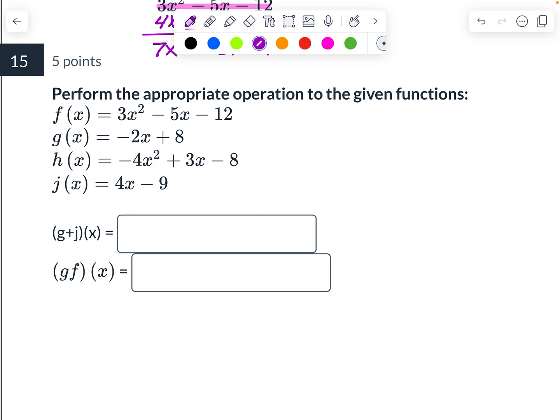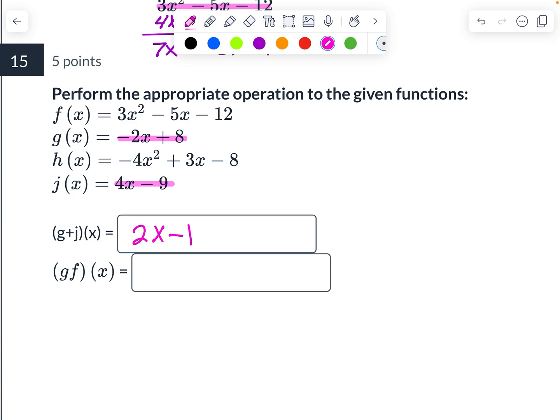G plus J. So right here is G, and right here is J. We add those together. Negative 2x and 4x is 2x. And 8 minus 9 is negative 1.